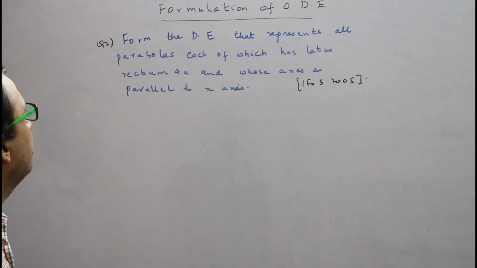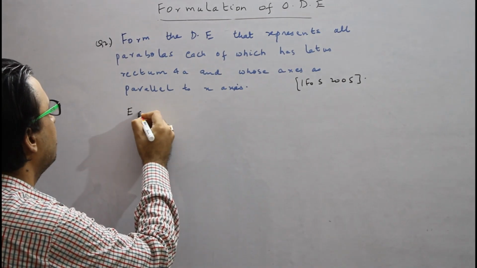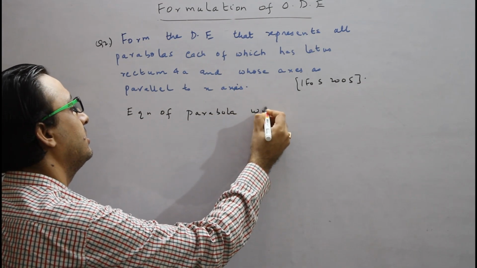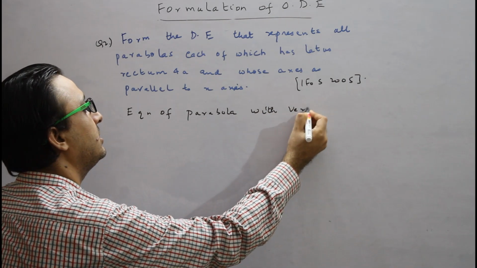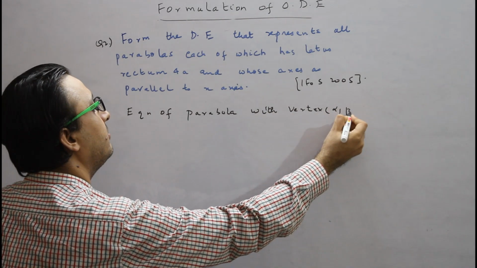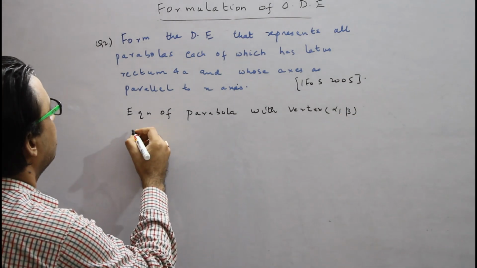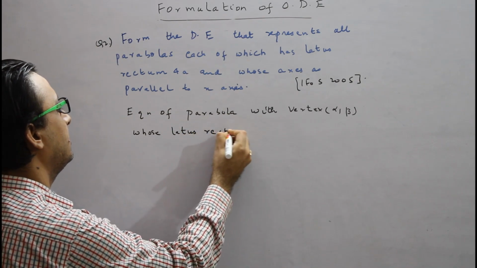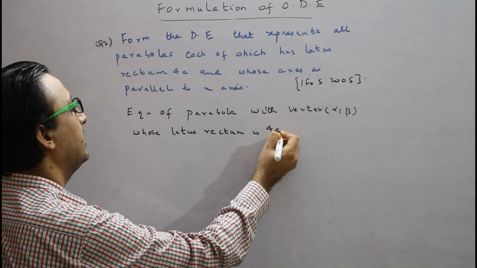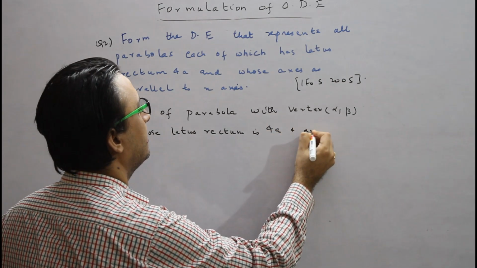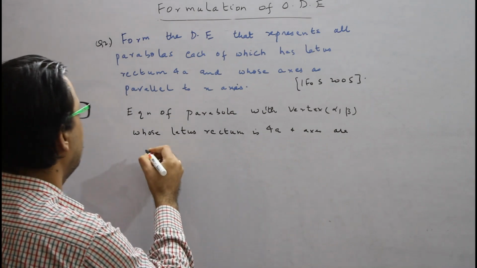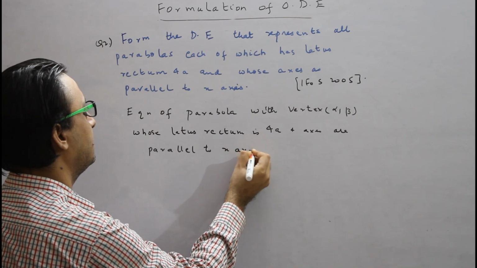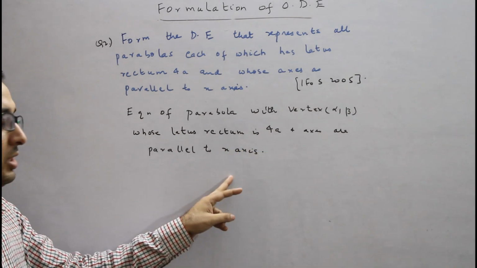So first of all, we will write the equation of a parabola with vertex (alpha, beta), whose latus rectum is 4a and whose axes are parallel to the x-axis. So what is going to be the equation?